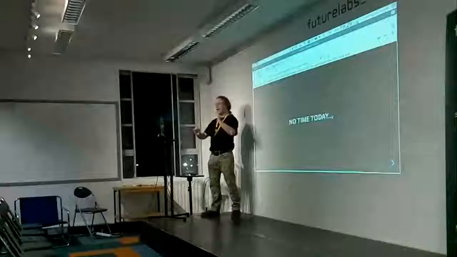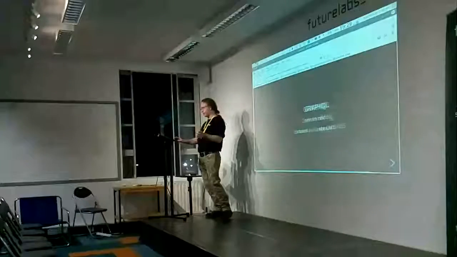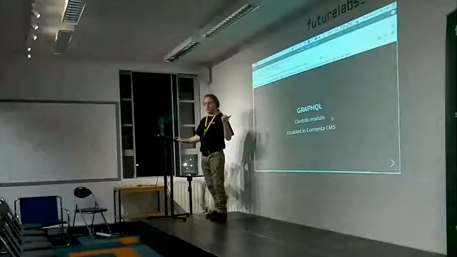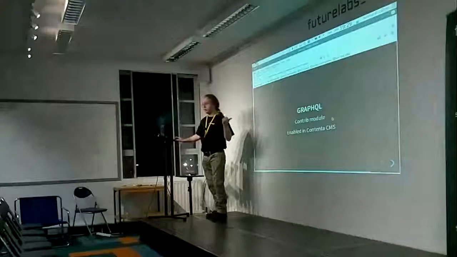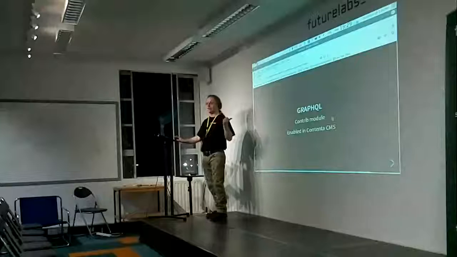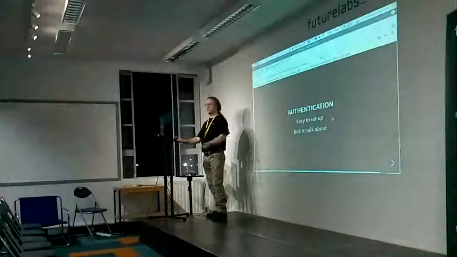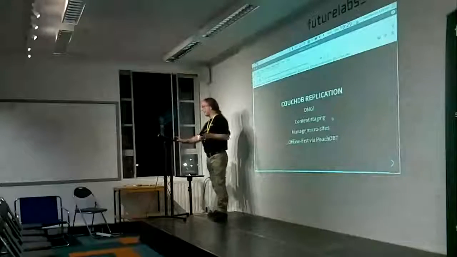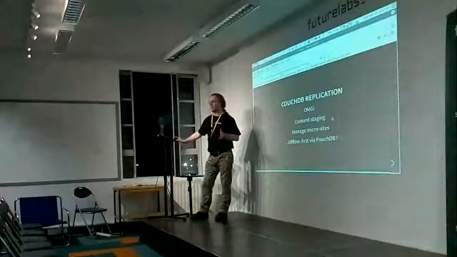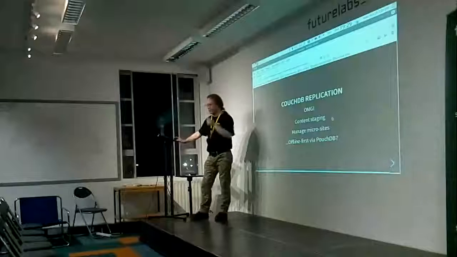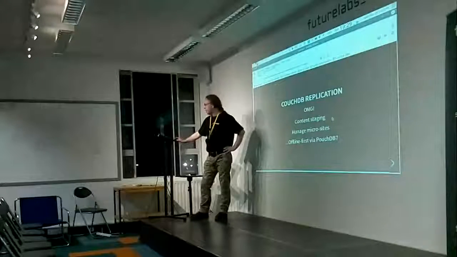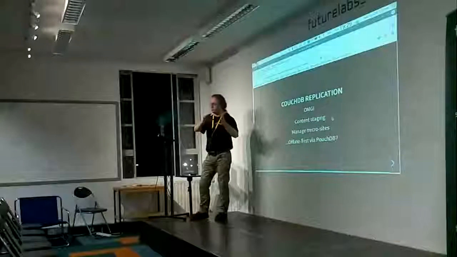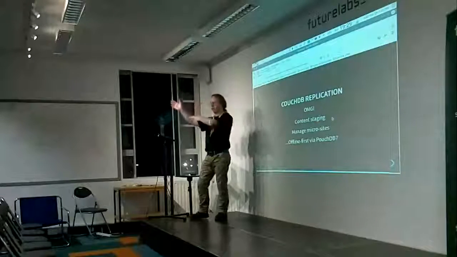Stuff we have no time to talk about today. GraphQL is working and it's great. The Contenter out-of-the-box content has also got GraphQL enabled, so you can play with that. Authentication is too dull to talk about, but I've set it up successfully. CouchDB replication is also a capability of Drupal, and our use case is content staging, from draft version of website to published version of website.